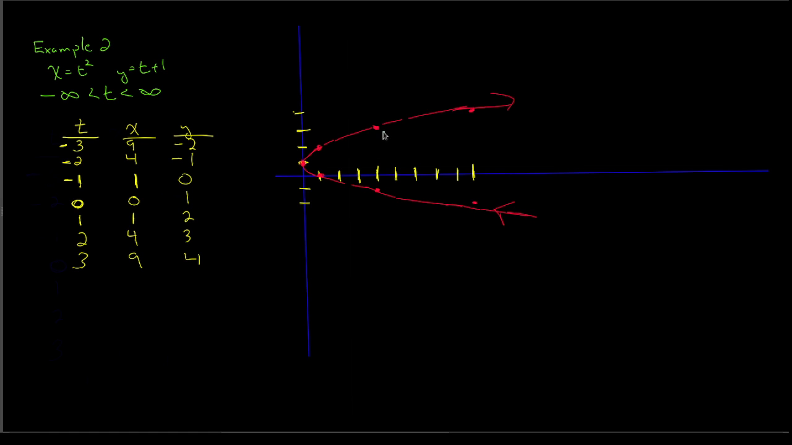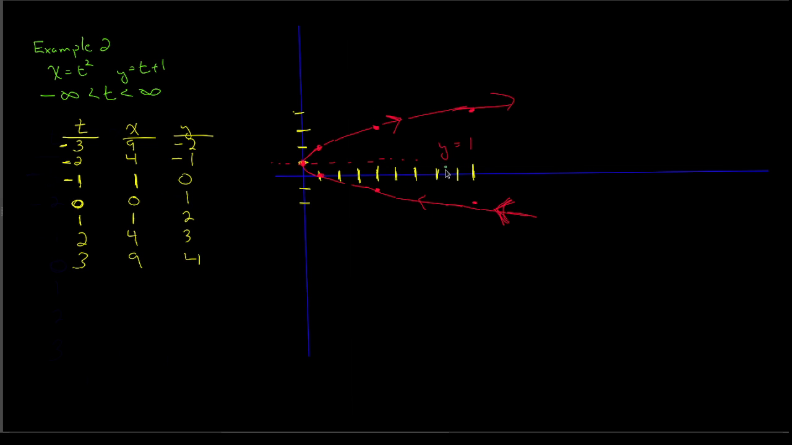And so we have a parabola that's turned on its side. We have a vertex here and an axis of symmetry at y equals 1. Notice the direction of motion. As the parameter t increases, we move inwards towards the vertex, and as the parameter t increases, we move outwards from the vertex.